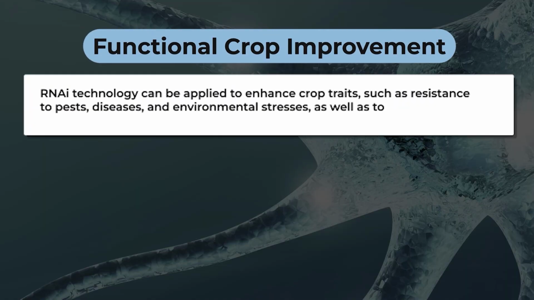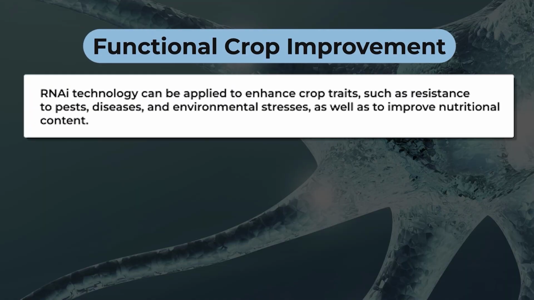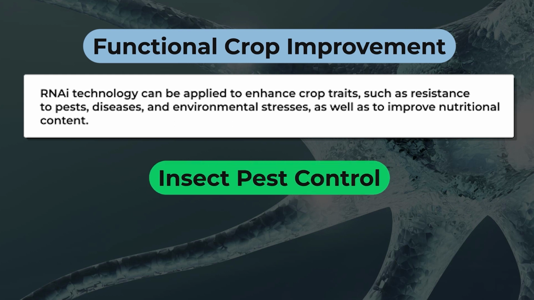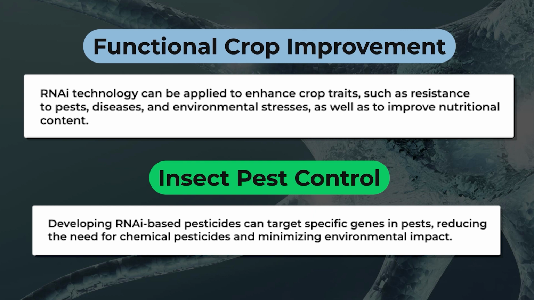Furthermore, in the agriculture sector, for the development of functional crop improvement, RNA interference technology can be applied to enhance crop traits such as resistance to pests, diseases and environmental stresses, as well as to improve nutritional content. Similarly, to control pests, developing RNA interference based pesticides can target specific genes in pests, reducing the need for chemical pesticides and minimizing the environmental impact.